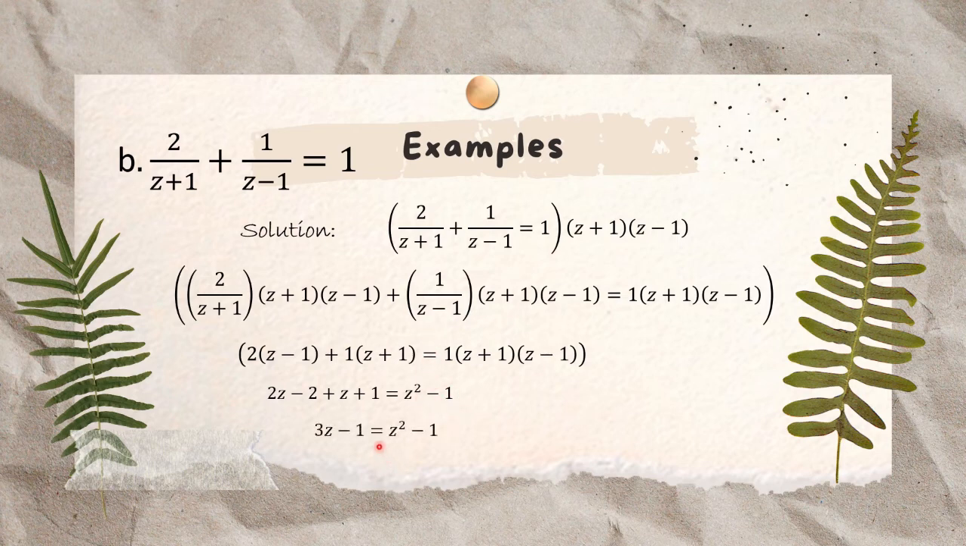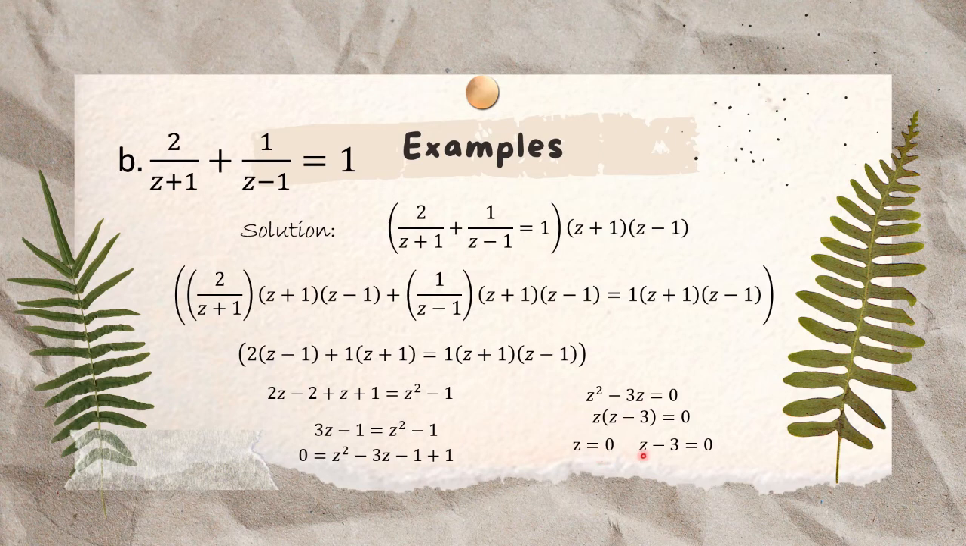And then, after we simplify, we combine like terms. 2z plus z is 3z, negative 2 plus 1 is negative 1, is equal to z squared minus 1. Then, writing this equation in the form ax squared plus bx plus c, we have z squared minus 3z is equal to 0, since negative 1 plus 1 is 0. So, in this equation, we have no constant term. And factoring this quadratic equation, we have z times z minus 3, since z times z is equal to z squared and z times negative 3 is negative 3z.